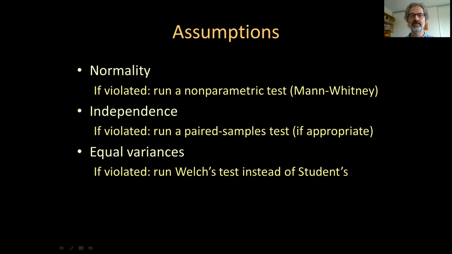And instead of running Student's t-test, which is what I just showed you because it's the simplest possible, we can run a Welch's t-test, which takes into account that the two variances may be unequal. And then the results of the test are valid and interpretable.